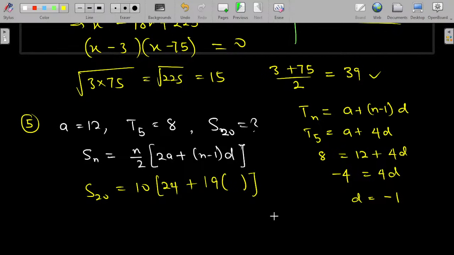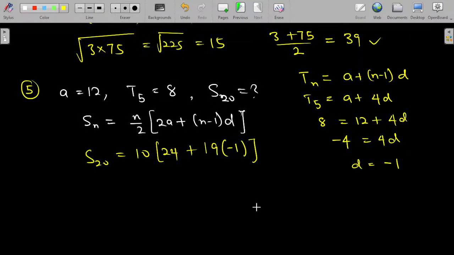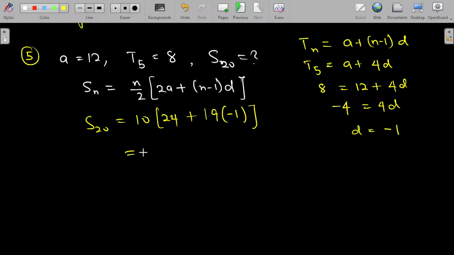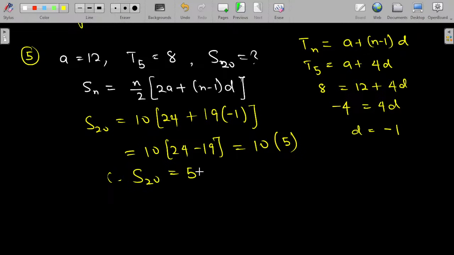So you bring that minus 1 here now. And that is going to give you 10 into 24 plus 19 times minus 1, which is minus 19. So this is going to be 10 multiplied by 24 minus 19, which is 5. Therefore, our S20 is equal to 50. And that is the solution for number 5.